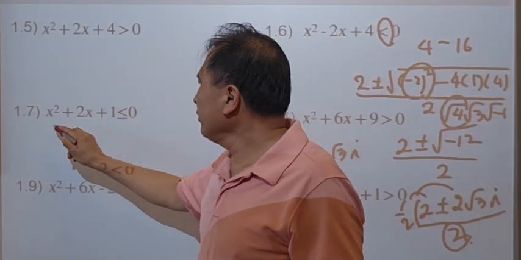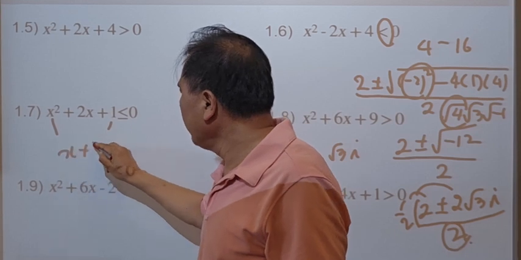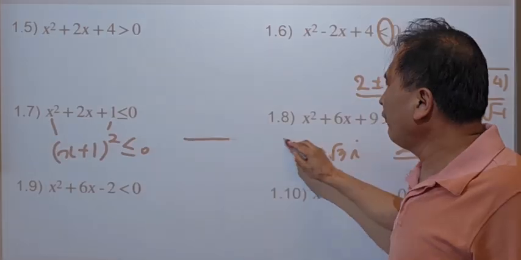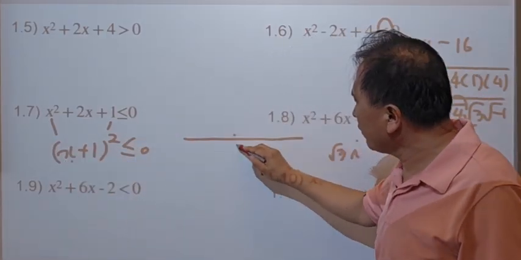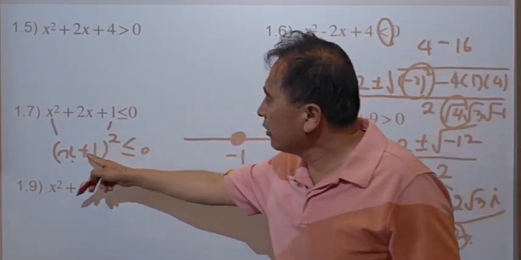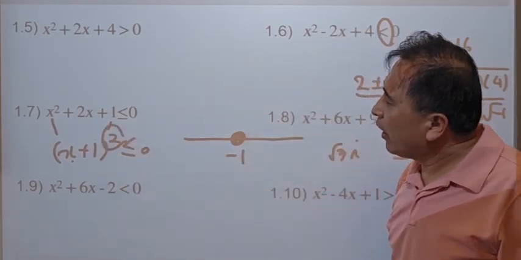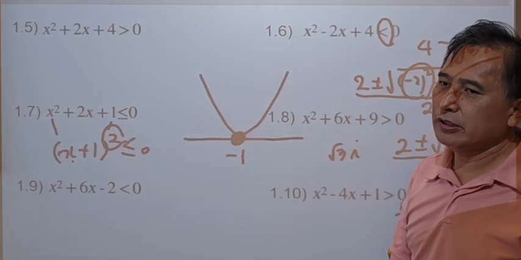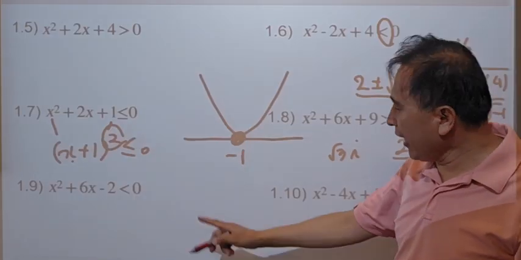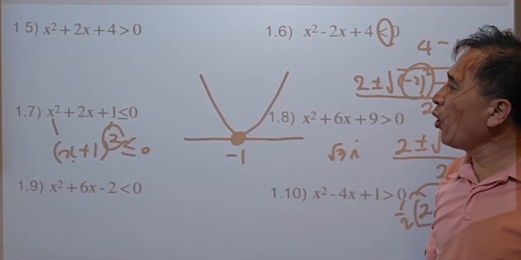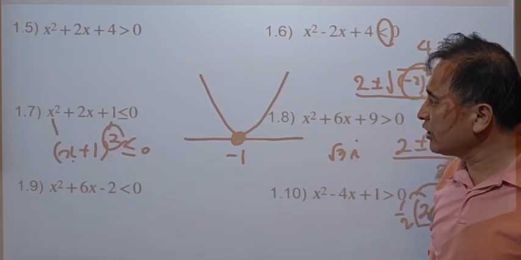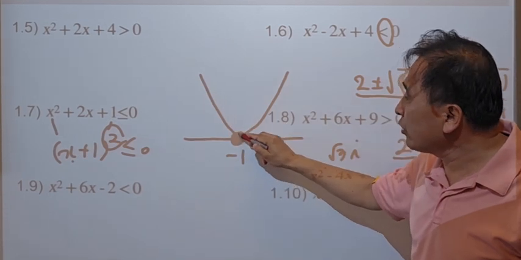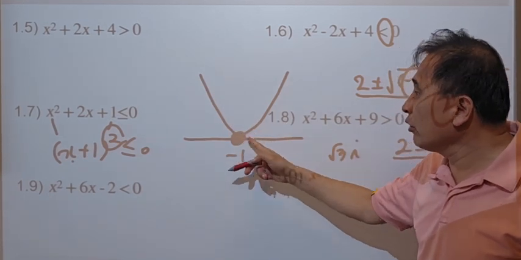I can factor this one, x and 1, right? x plus 1 squared is smaller than or equal to 0. Okay, and then let's draw the graph first. So -1 is a zero right there. But the multiplicity is 2, which means it bounces here, right? You draw the graph like that. And then they're asking, when is it smaller than or equal to 0? Oh, it cannot be smaller than 0 at all, right? Because it's up there. But only in one case, when x equals -1, that's equal to 0, right?